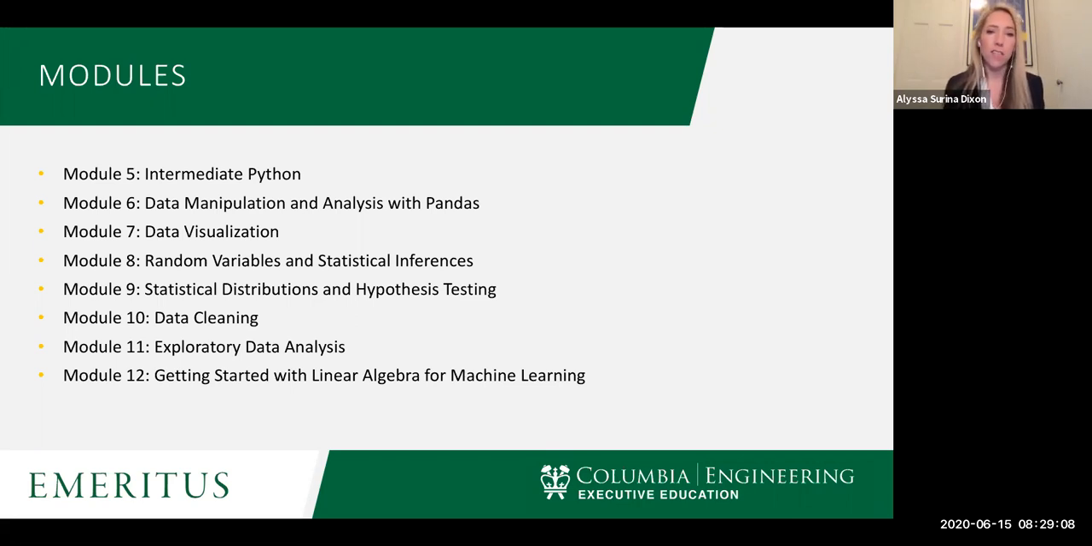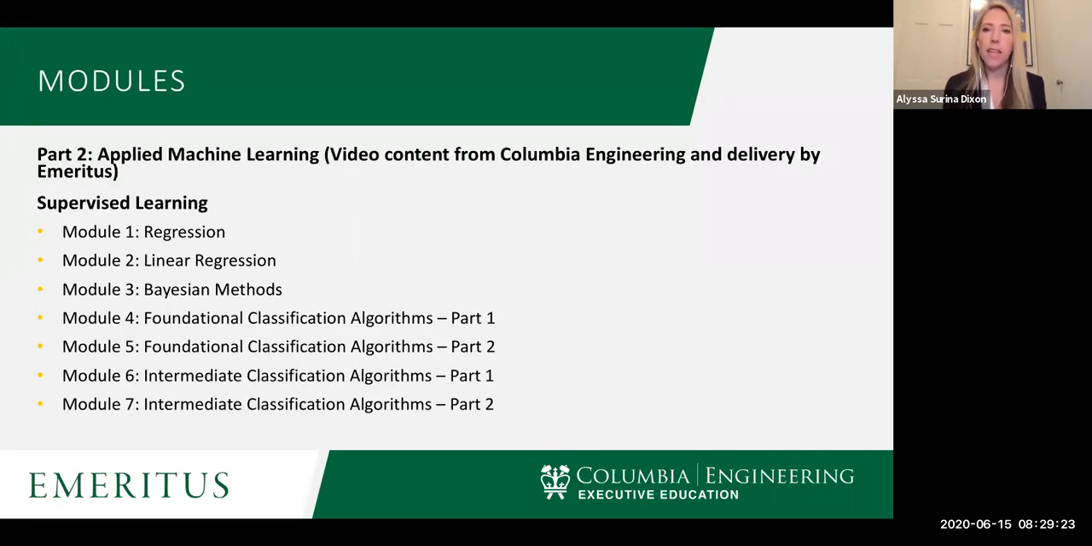Module 12 is getting started with linear algebra for machine learning. And so this is sort of like the gear in which you engage machine learning a little bit more deeply. It's just a review of the linear algebra that you need in order to be successful in the machine learning course. And that leads me to part 2.